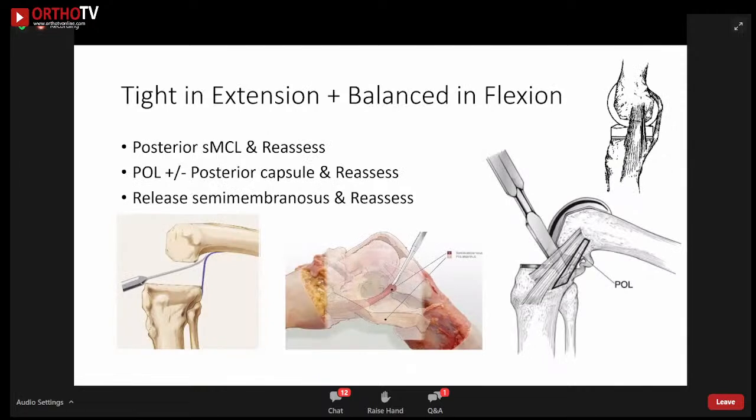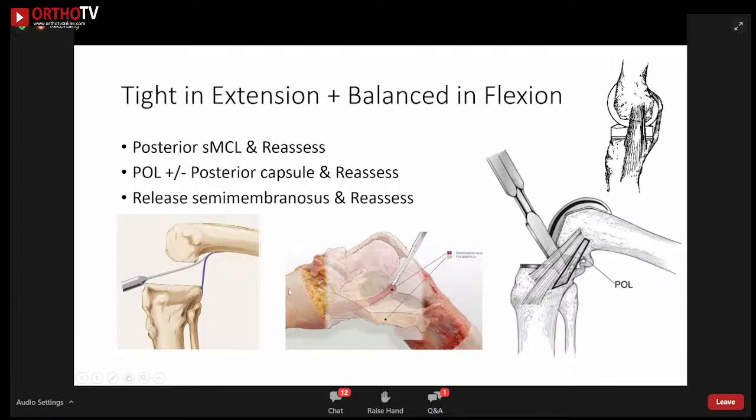Now, if it is tight in extension and balanced in flexion, what do we do? Again, we always keep the knee in flexion and release the structures on the posterior aspect. You start off with the posterior oblique ligament, which is directed in a 45 degree manner like that. Then you reassess. If it's still tight, you may have to release the semimembranosus.